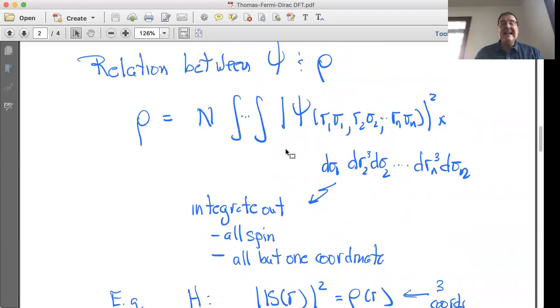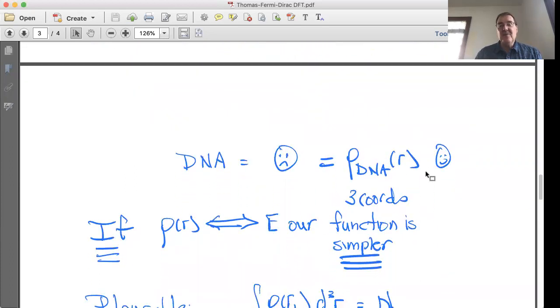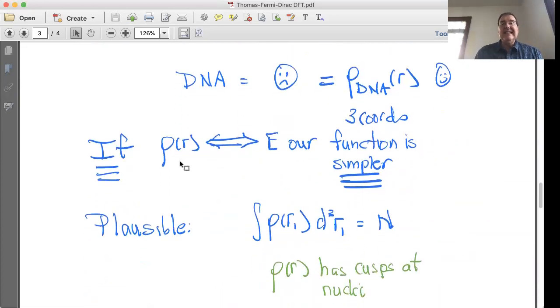The density for neon, calculated as we would above, is 2 times the density of electrons in the 1s, 2 times the 2s, 2 times each of the 2p's. It's going to add up to 10 electrons, 3 coordinates. And DNA only depends on 3 coordinates. So if it were the case that there was a relationship that uniquely defined the energy, if I knew the density, our lives would be simpler. We would solve for this function, 3 coordinates, no matter what the system, and we would get the energy.